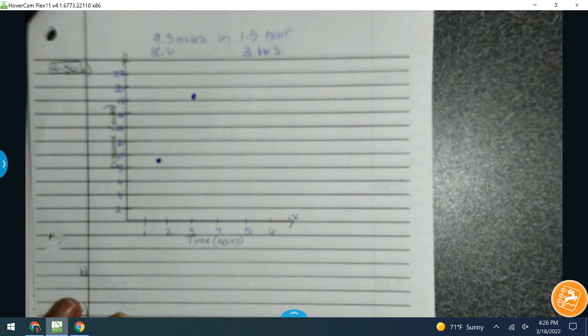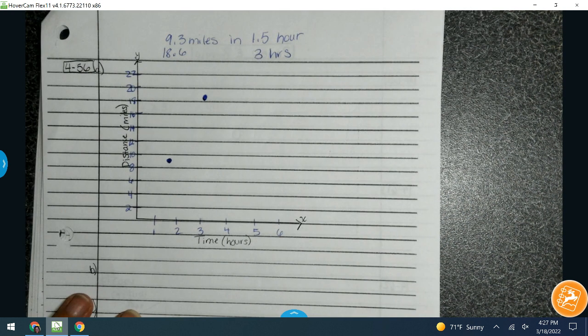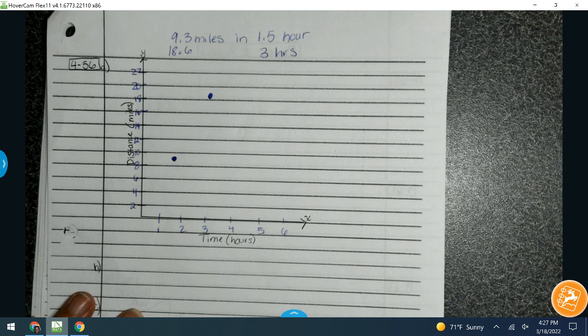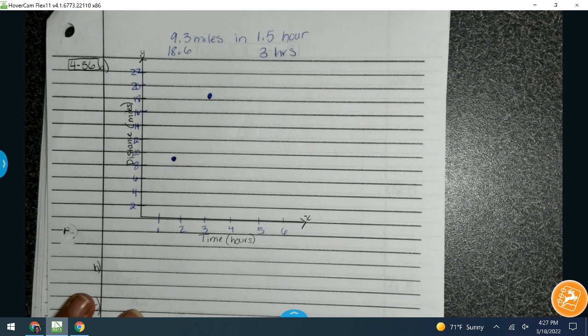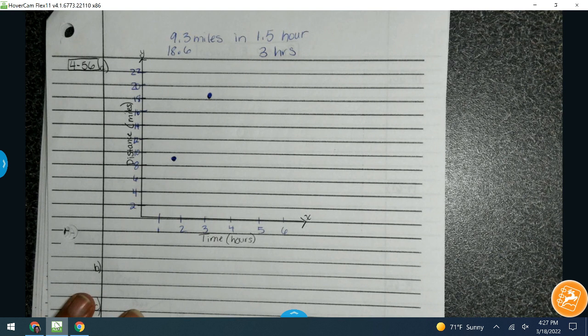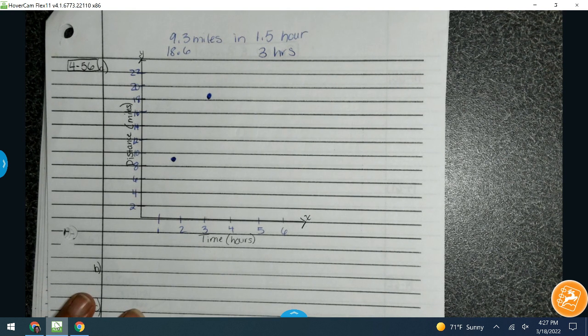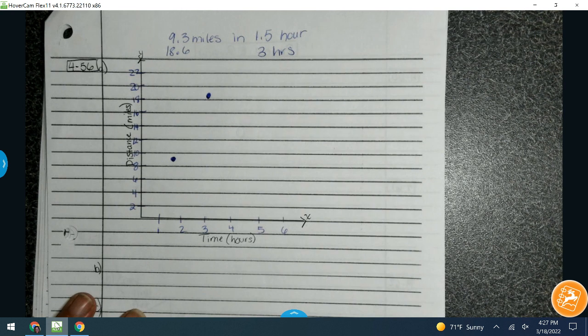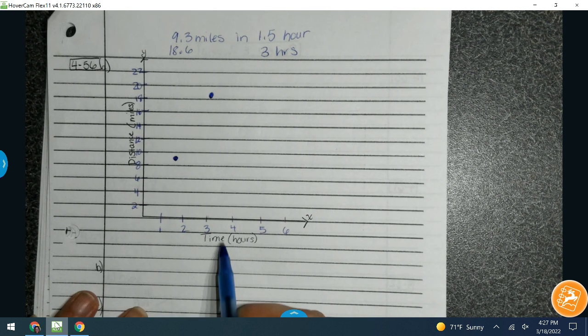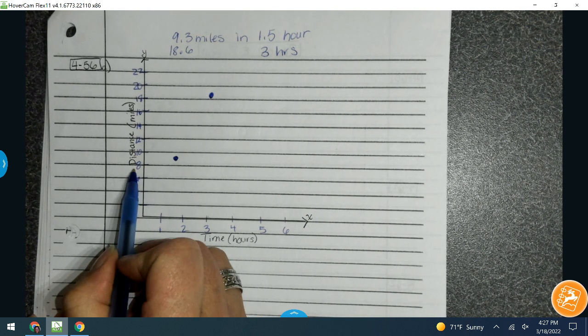And of course, if Jamie can't find her tennis shoes, her dog ate them, she can't run today. How long did it take her to run? Nowhere. 0 hours. So we have 0, 0 because it takes her no time to run nowhere.